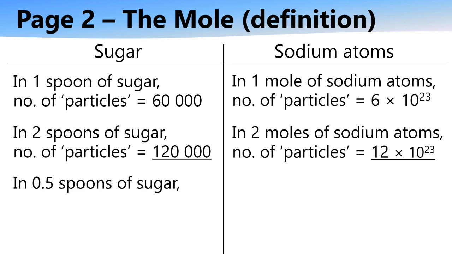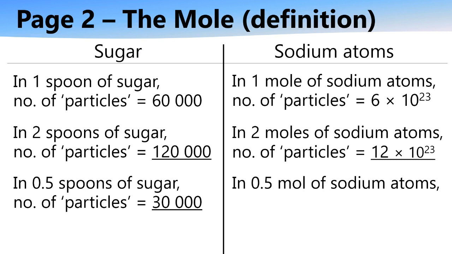Then we can also have fractions and decimals of spoons or moles. So in 0.5 spoons of sugar, the number of particles would be 0.5 multiplied by 60,000, and that would be 30,000. In 0.5 mole of sodium atoms, the number of particles would be 0.5 multiplied by 6 times 10 to the power of 23, and that will give us 3 times 10 to the power of 23.